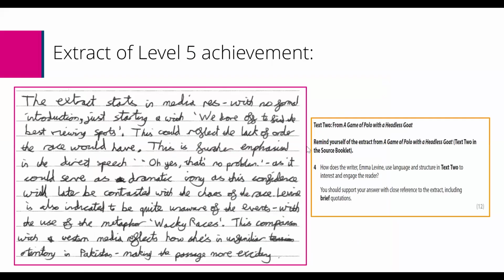So the question in the June 2024 series, the extract from the anthology, was A Game of Polo with a Headless Goat. And students were told, remind yourself of the extract from A Game of Polo with a Headless Goat, text 2 in the source booklet. How does the writer, Emma Levine, use language and structure in text 2 to interest and engage the reader? You should support your answer with close reference to the extract, including brief quotations. So that was the question that was asked.